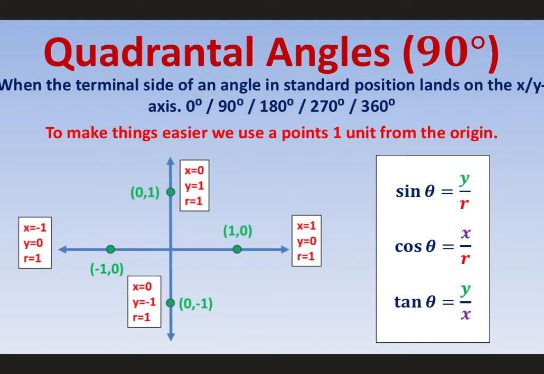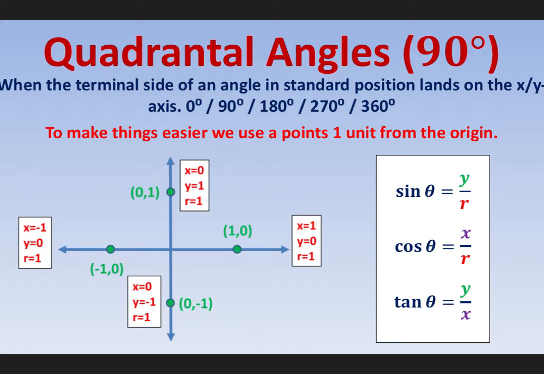So at our quadrantals, for 0 and 360, we use (1, 0), which means our x value is 1, our y value is 0, and we're r, 1 unit away. So the sine here is just our y over our r value, or 0 over 1. So the sine of 0 is 0. The cosine is the x over the r, which is 1 over 1. So the cosine of 0 degrees is 1. And the tangent is y over x. So that's 0 over 1, which is 0.